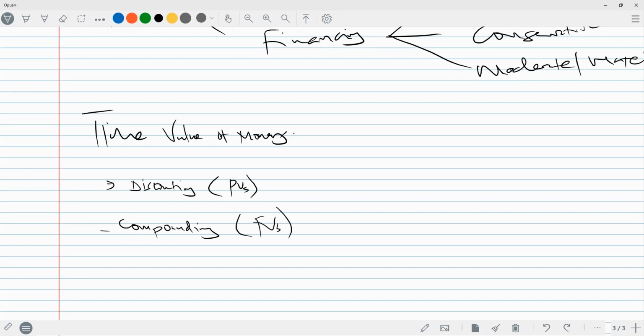The key difference: discounting is determining the current value of some money to be paid or received some years from now. What's compounding? Determining, for example, the value of this 100 five years from now, or the value of this parcel of land 10 years from now. You're simply compounding, determining the future value of some sum of money. That's compounding.